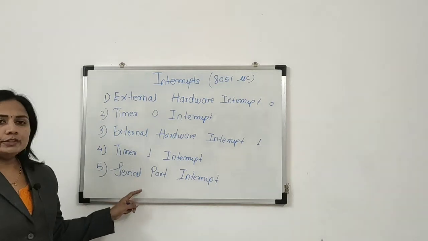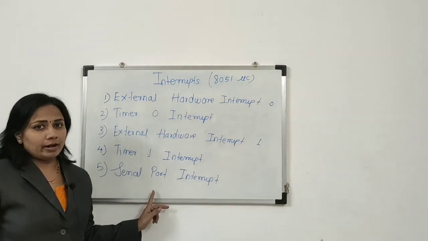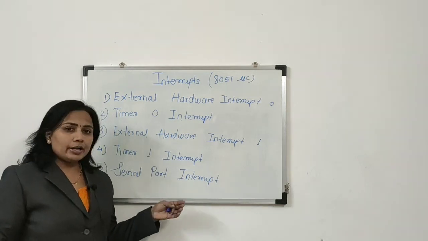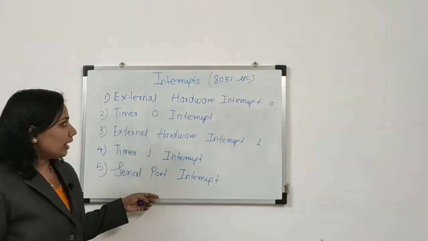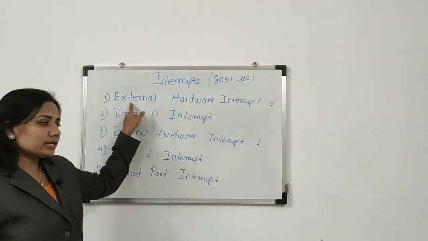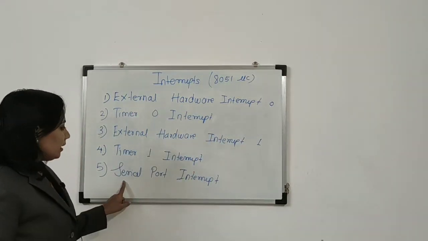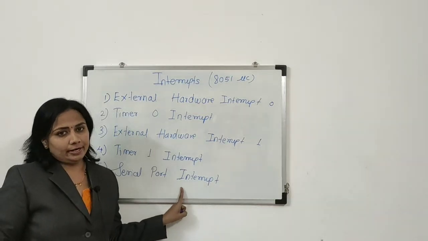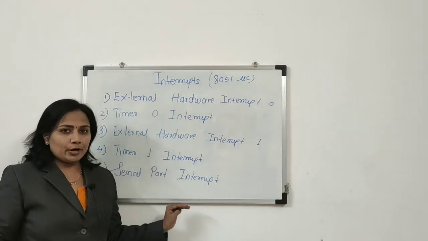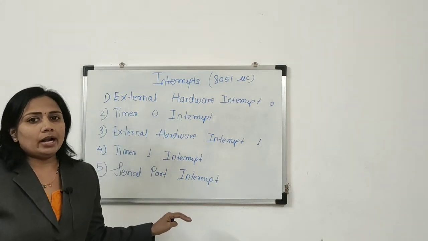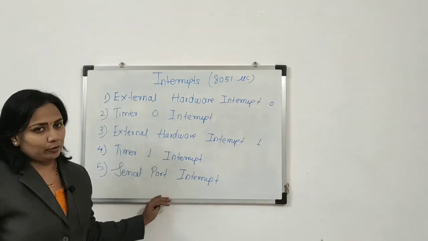The priority of these interrupts is already defined in the interrupt vector table. So according to that table, the highest priority is given to external hardware interrupt 0, and the least priority is given to the serial port interrupt. So this priority is already defined with the architecture of the 8051 microcontroller.